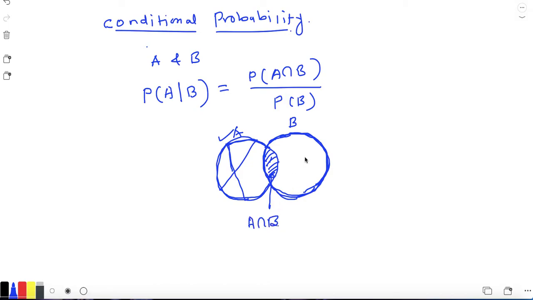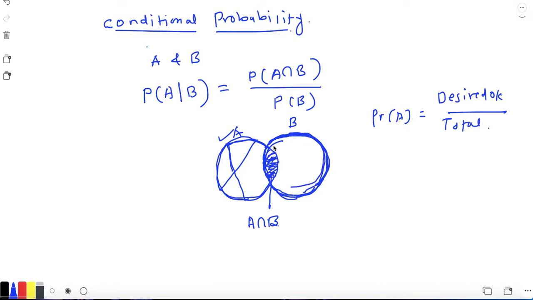By the definition, the probability of A is equal to the desired outcome divided by total. So this is the desired for us, and this is the total. What is the desired? This is nothing but A intersection B. So probability of this divided by probability of this.